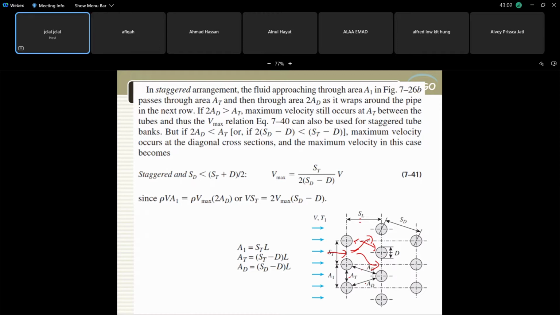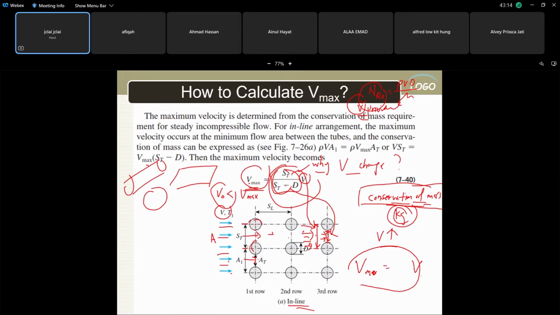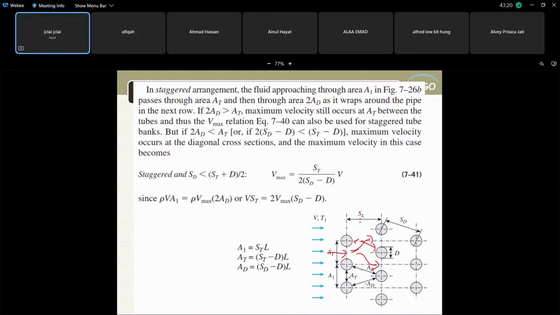Okay, because the arrangement is different. So that's why for staggered, the calculation is a little bit different. But actually, you can use the same formula. Okay, so you actually don't need to memorize this. Okay, you only need to calculate.